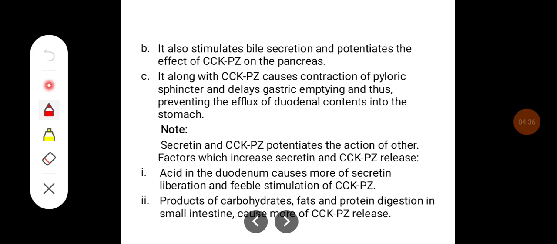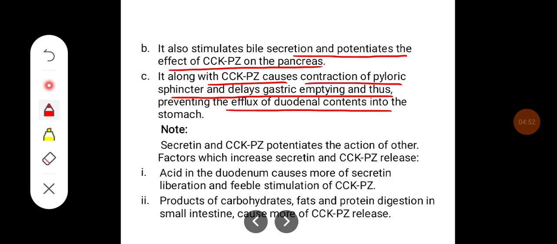It also stimulates bile secretion and potentiates the effect of CCK-PZ on the pancreas. It also, along with CCK-PZ, causes contraction of the pyloric sphincter and delays gastric emptying, thus preventing efflux of duodenal contents into the stomach.